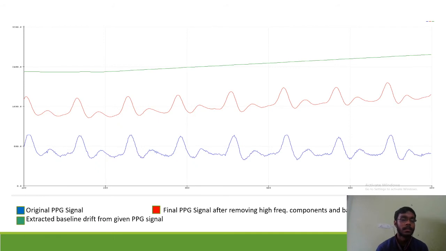So see, first, the red one is the smoothened out PPG signal. The blue one is the original PPG signal, red one is the smoothened out, and no, sorry. The blue one is the original PPG signal, red one is the corrected and final PPG signal after removing the high frequency component and baseline drift. And as you can see, the increasing baseline drift in that is the green one.